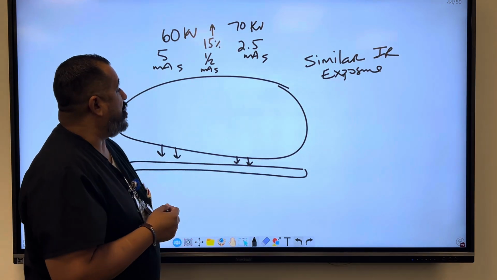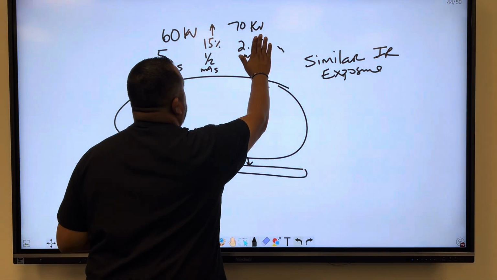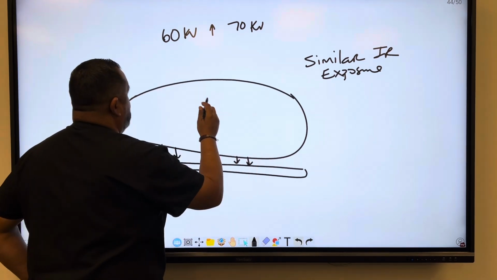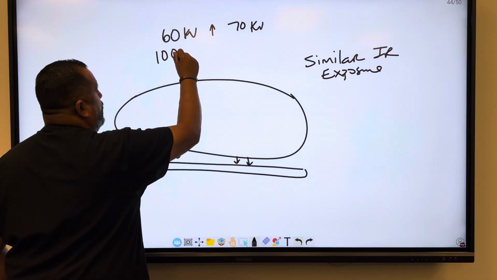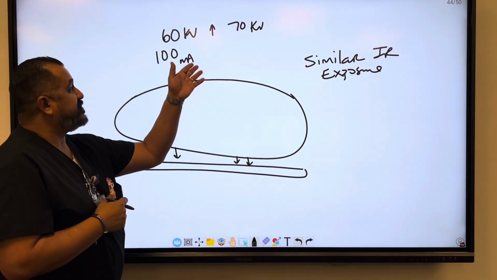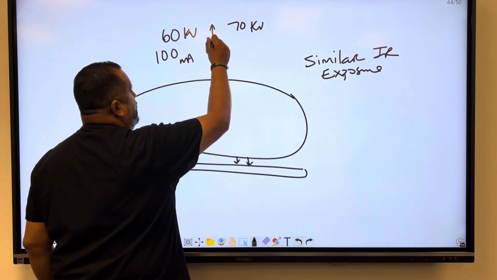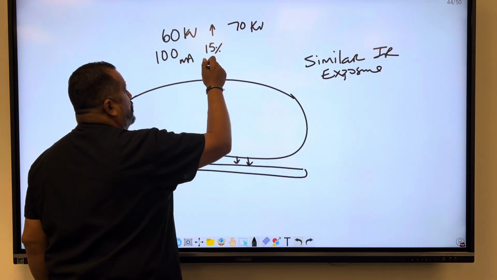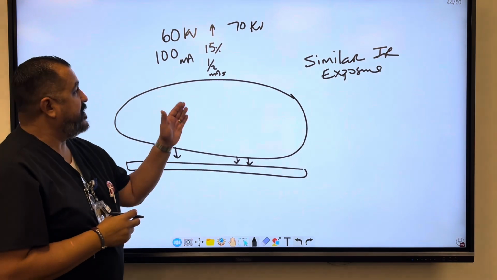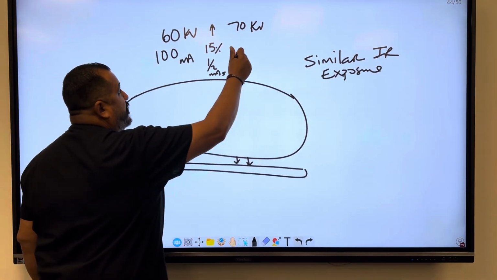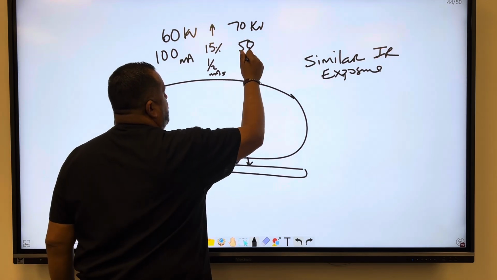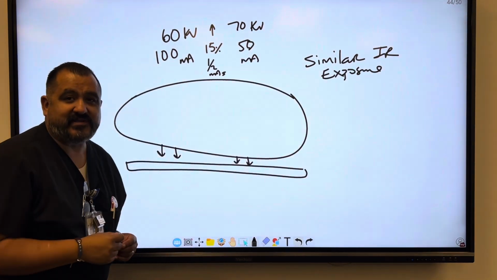So you can also do this with mA or time. So let's say they give you just the mA only. So if you have 60 kV at 100 mA, well, it's going to be the same thing. You have an increase of 15%, right? So we're going to halve the mAs, but they didn't give us the mAs, they only gave us the mA. That's okay. We're going to just plug in 50 mA. All right, does that make sense?